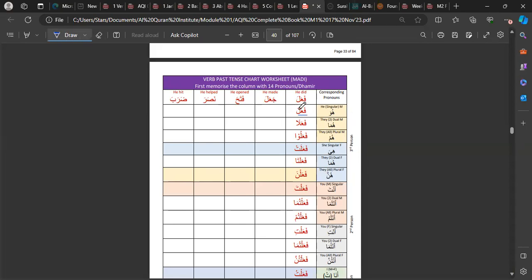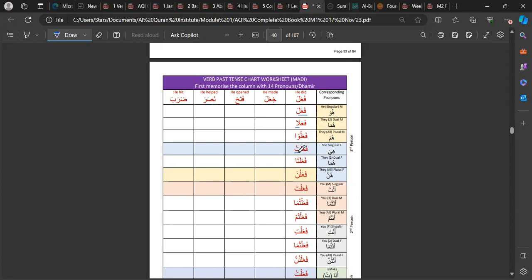Now we come to going through them. So fa'ala, hidden fa'il is huwa. Fa'ala, with an extra alif. This extra alif means huma, and it refers to the dual, the two people. So two males did. Fa'ala. Then we have fa'alu, plural, waw and alif. So the waw and the alif is the sign of the hidden fa'il hum, plural and masculine. Fa'alu.